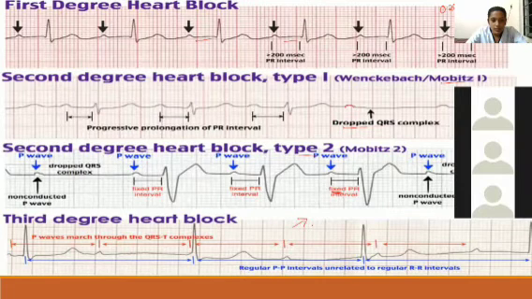So I think you guys are clear with it. If you are feeling difficult to understand, just see the ECGs again and again so that it will be clear for you.